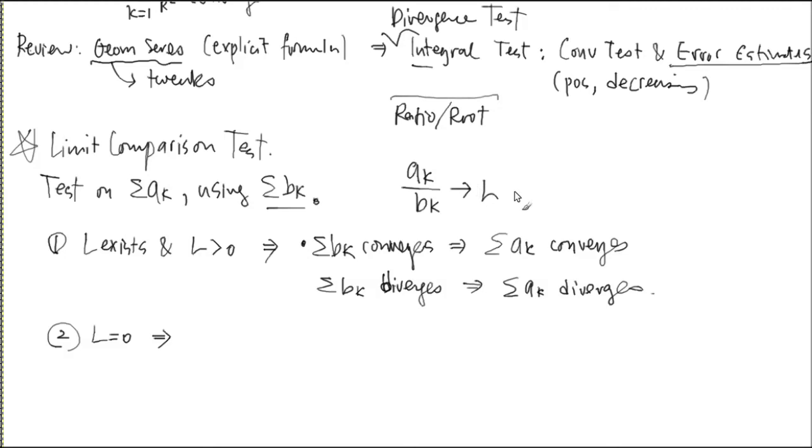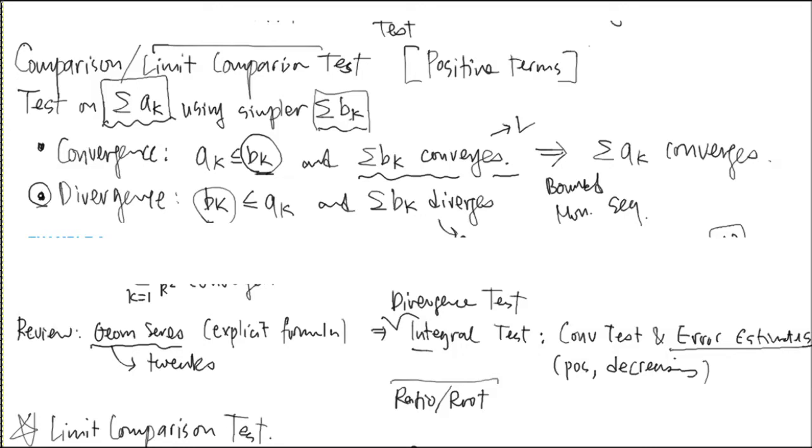If L is 0, what does that mean? It's almost approaching 0. That means b_k is a lot bigger than a_k. Isn't that what it says? If this is approaching 0, a_k is not matching the size of b_k. b_k is a lot bigger, right? So pretty much from there what we can conclude is a_k is smaller than b_k. If a_k is smaller than b_k, which one gives your conclusion? a_k is smaller than b_k, right? It's used for convergence.